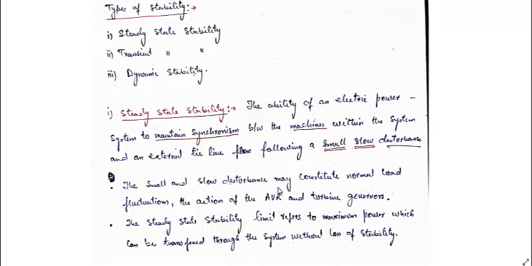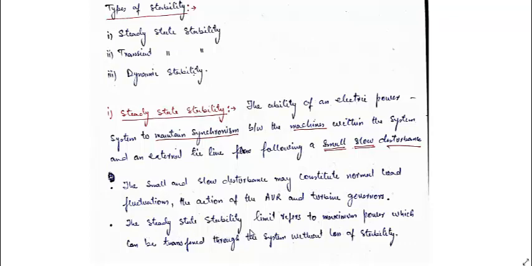The small and slow disturbance may constitute normal load fluctuation, the action of AVR and turbine governor. So this small slow disturbance may be because of the load fluctuation, which are the normal load fluctuation, action of AVR, because voltage may change and AVR may increase or decrease the voltage as per the voltage requirement, and turbine governor. The turbine governor also opens the valve to the turbine or closes the valve to the turbine. That is done so as to have a desired value of the real power.